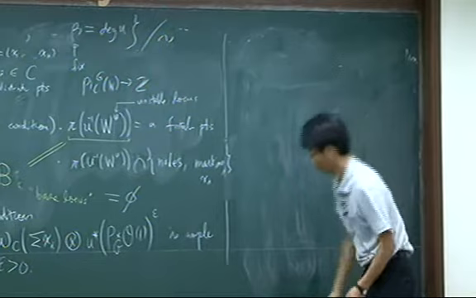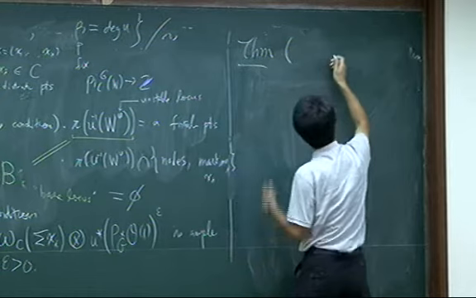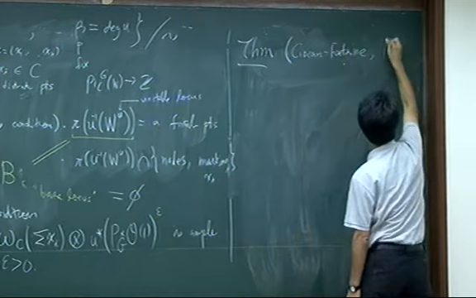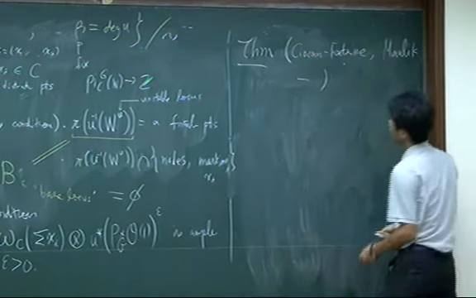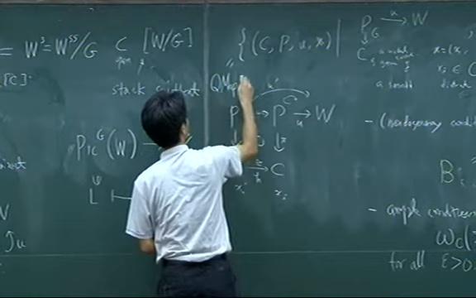Then it turns out the theorem is due to Chuang, Fontanine, and by myself. Actually, that space, let's name it, will be called the quasimap space, Q-map C, Q-map X, G, K.